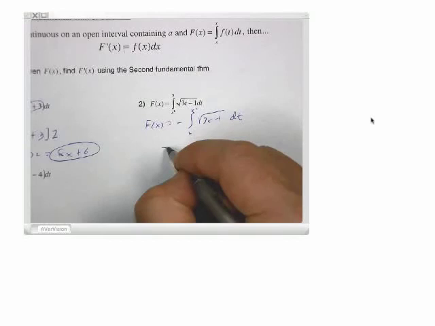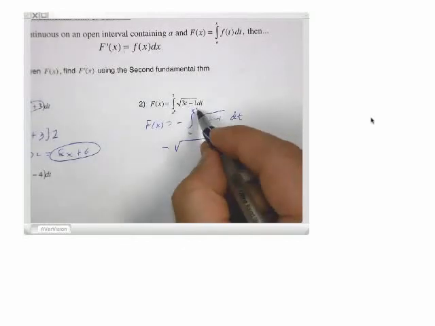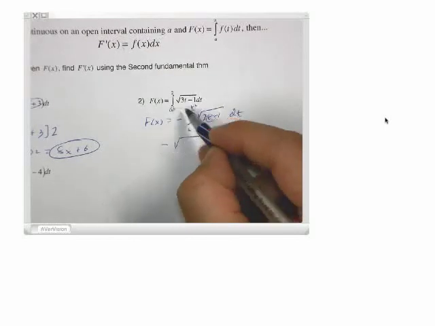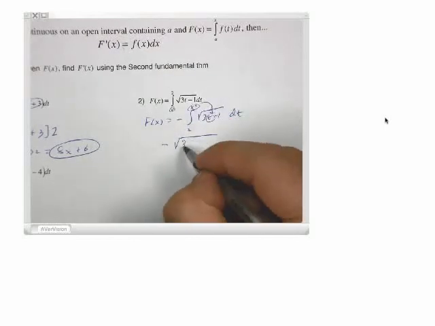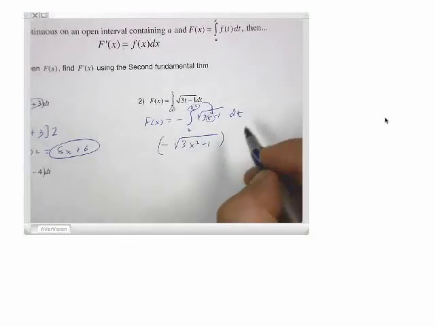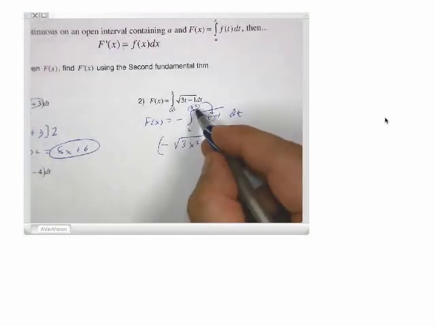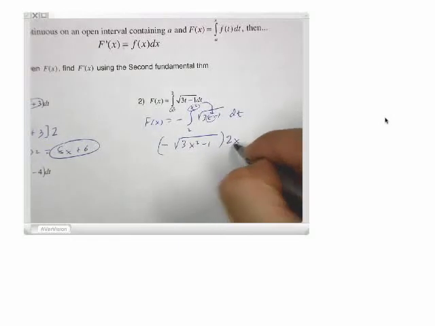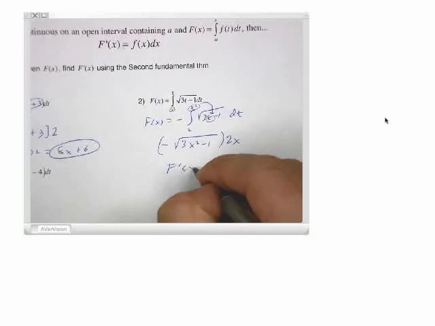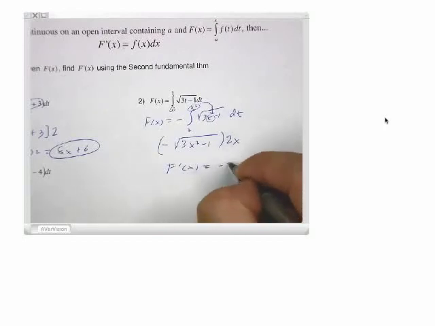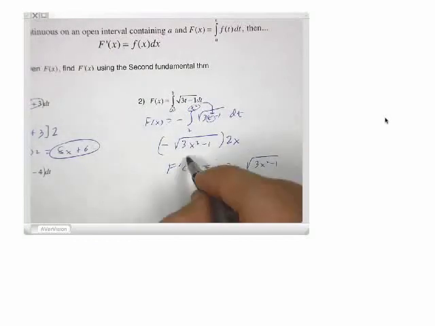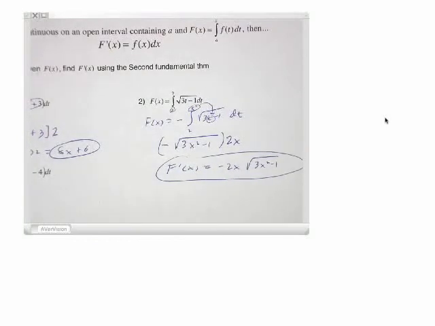So I've got a negative square root. I'm going to replace the t right here with the x squared on the top. So I have the negative square root of 3x squared minus 1. And then I have to multiply this by the derivative of x squared, so I'm going to multiply by 2x. So f prime of x in this case is going to be equal to negative 2x times the square root of 3x squared minus 1. Simple as that, I'm done.